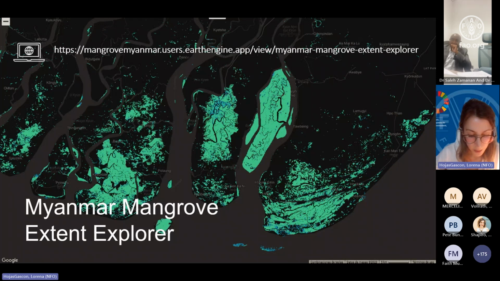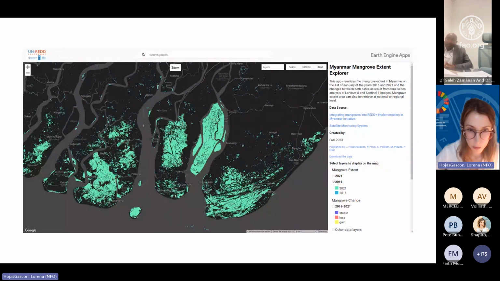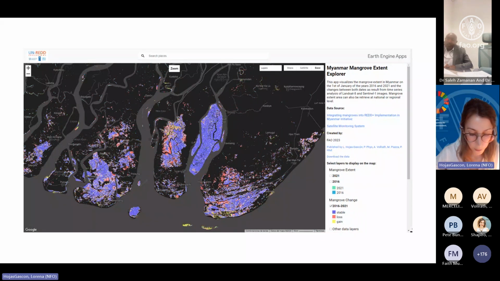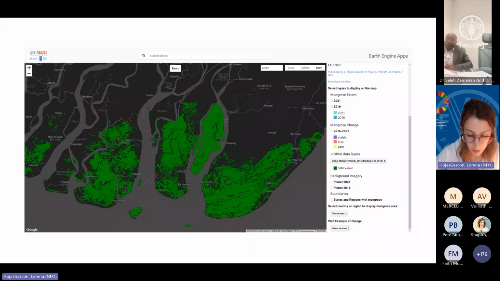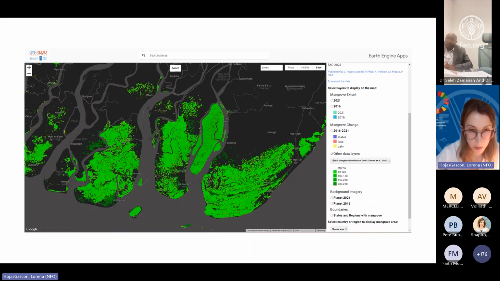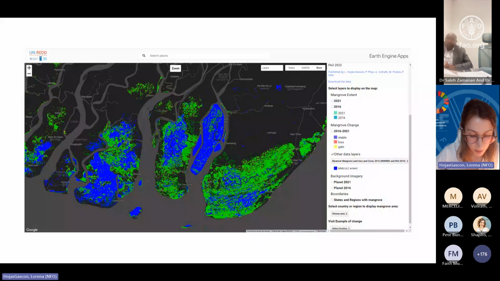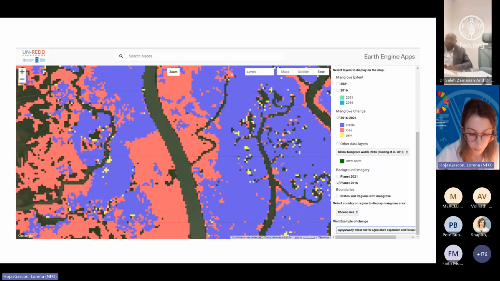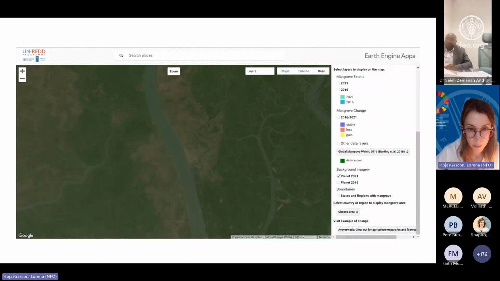This map can be visualized in this web explorer. Here you have on the top the link. So you can see the mangrove extent for 2016, 2021, and the changes. And other products are also available for comparison: Bunting, Giri, CIMA, and the national maps. Also, the region boundaries from which the areas can be extracted. You can also be directed to examples of locations with changes, like this clear cut for agricultural expansion and firewood collection in Ayeyarwady. And Planet imagery is also available as a background for both dates.